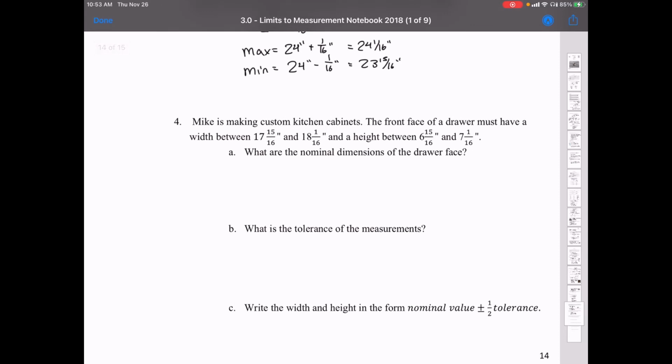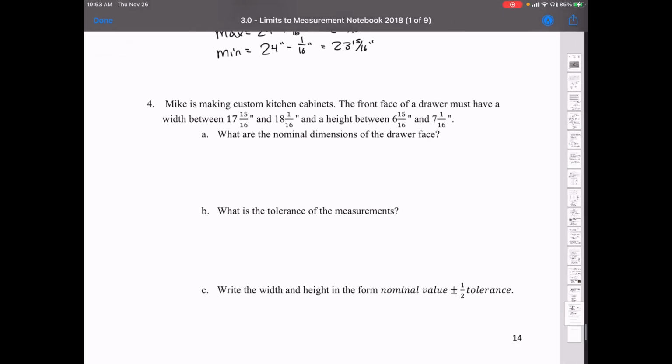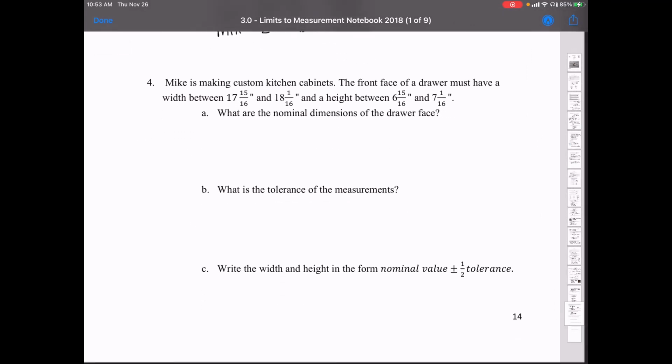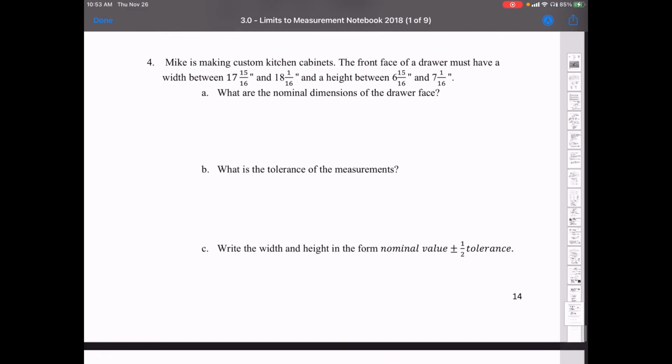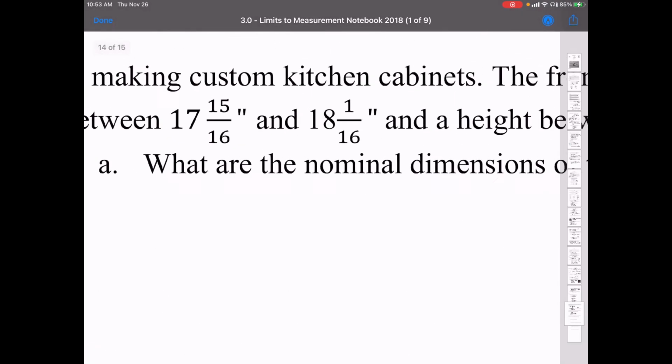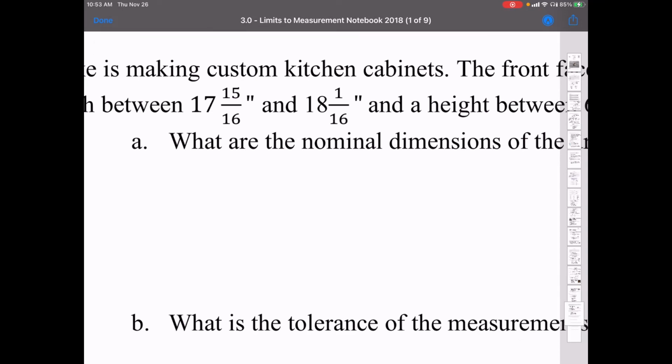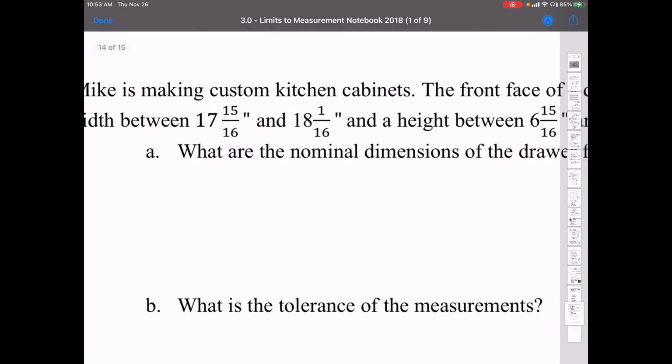Okay, Mike is making custom cabinets. The front face of the drawer must have a width between 17 and 15/16 of an inch and 18 and 1/16 of an inch, and the height between 6 and 15/16 and 7 and 1/16 of an inch. We're going to figure out what the nominal dimensions of the drawer face are. So we'll look at the width first.